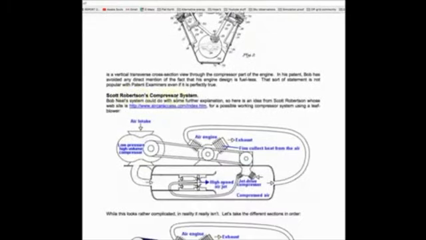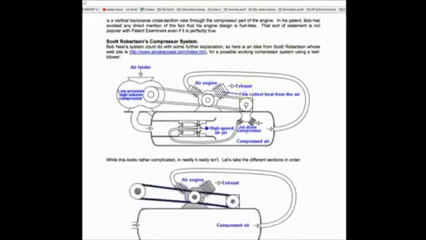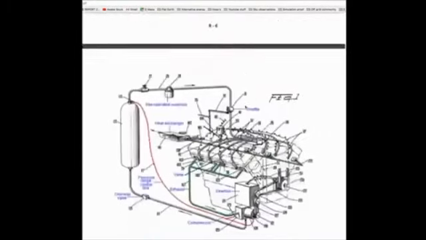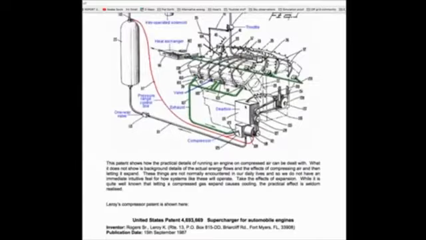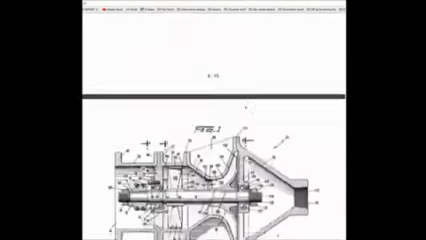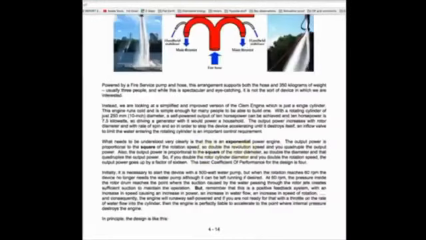Scott Robertson's compressor system. Bob Thiel's system could do with some further explanation, so here's an idea from Scott Robertson. What you need to understand very clearly is that this is an exponential power engine. The output power is proportional to the square of the rotation speed, so double the revolution speed and you quadruple the output power. Also, the output power is proportional to the square of the rotor diameter, so double the diameter and that quadruples the output power.